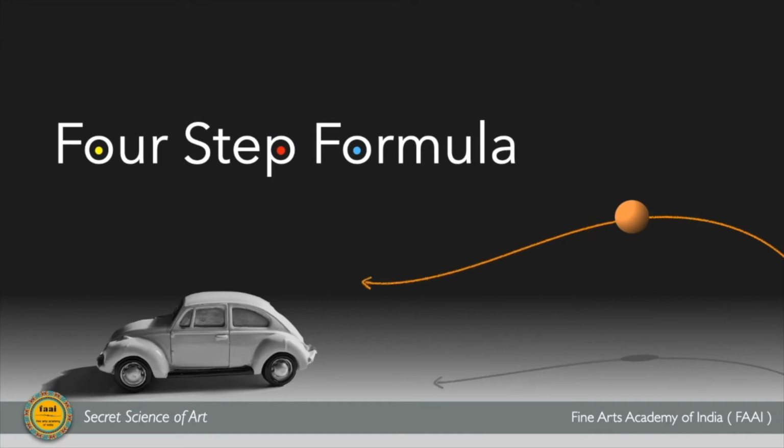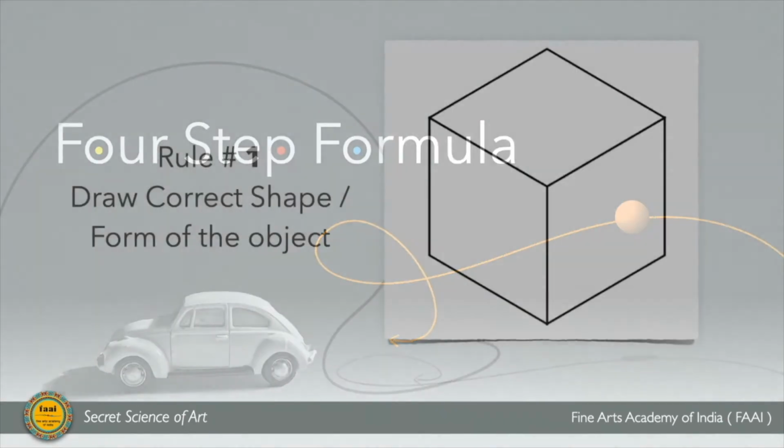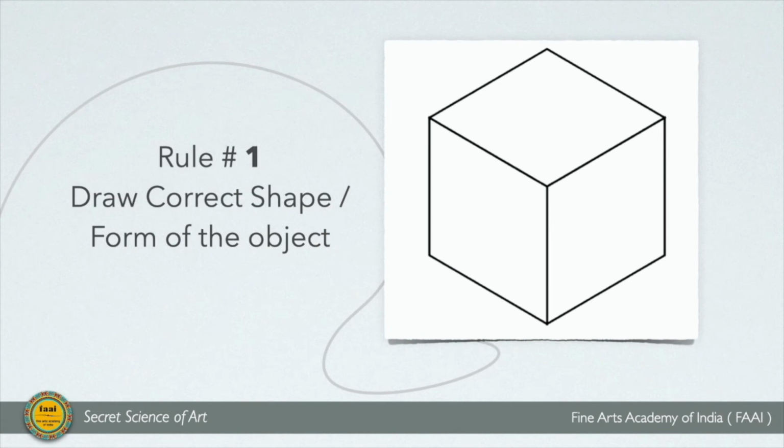We learned the importance of shading in our last session. I am going to tell you a secret 4-step formula to make your drawings look perfect. Are you ready? Here we go. First, we must represent the correct shape. Cube should look like a cube and not like a sphere.